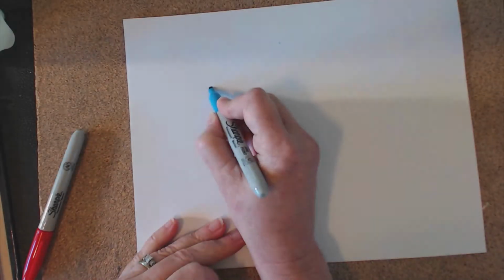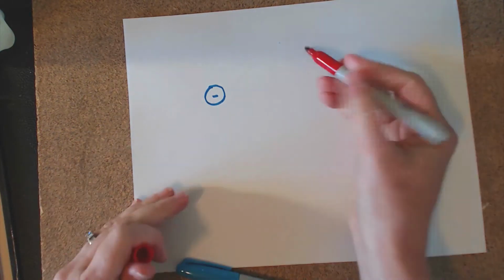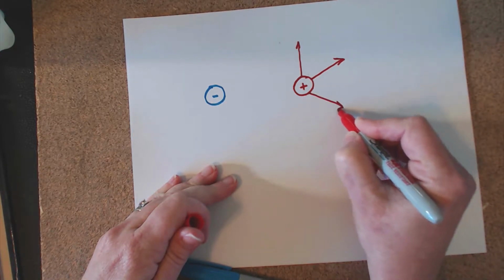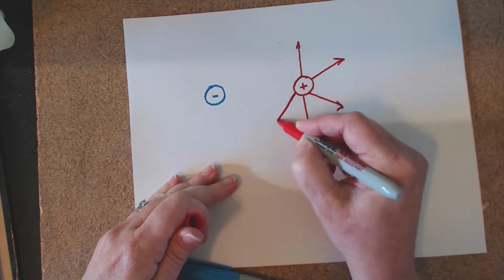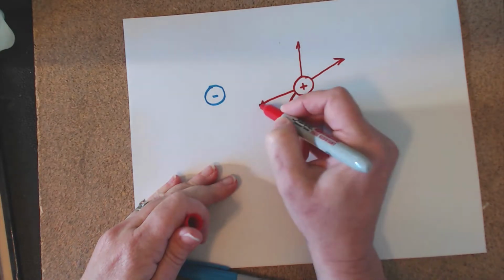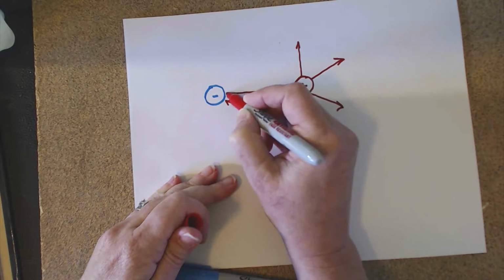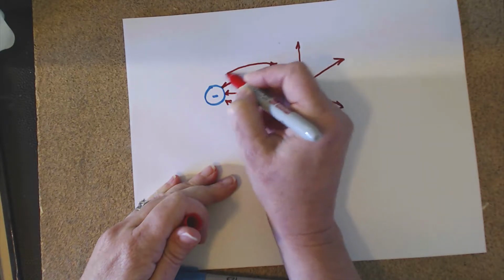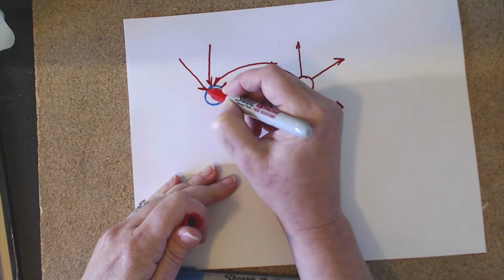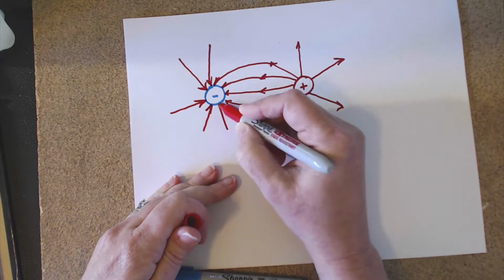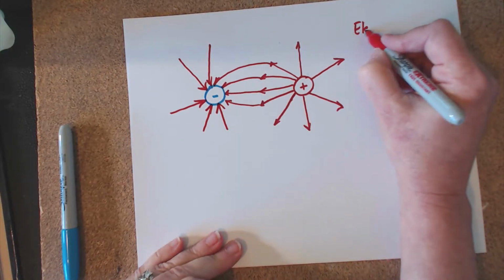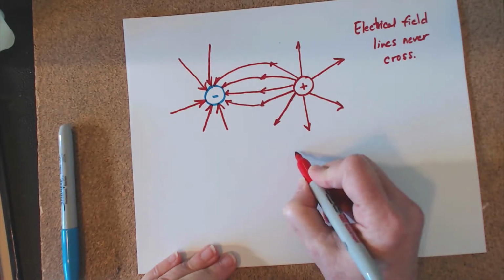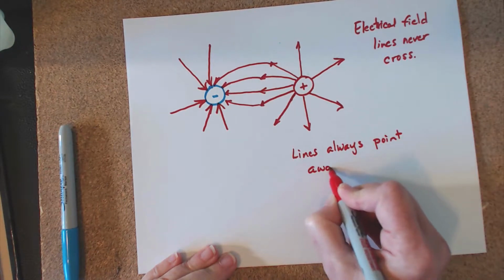We indicate the electrical field around particles by using a series of lines. Lines point away from positively charged particles, and lines point towards negatively charged particles. It's important to note that electrical field lines never cross. Notice how the arrows are pointing towards the negative charge.